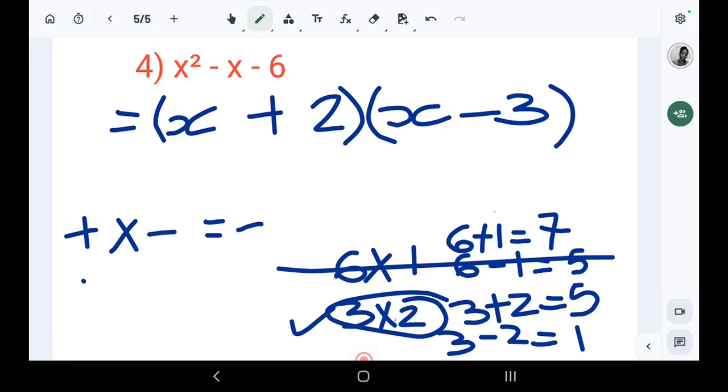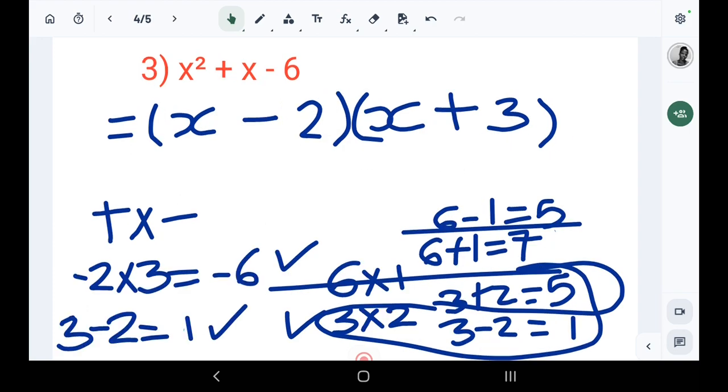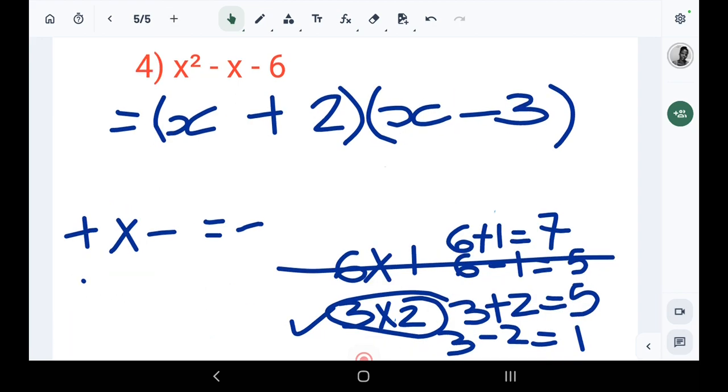So remember, the sign in the middle tells you where you must put the sign. If the sign is negative in the middle, you put your negative in front of the bigger number. If it's positive, like with the last example, you put your positive in front of the bigger number. And that's how you decide where to put the plus and where to put the minus.